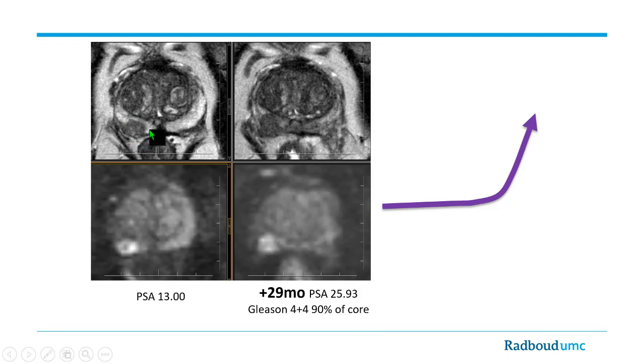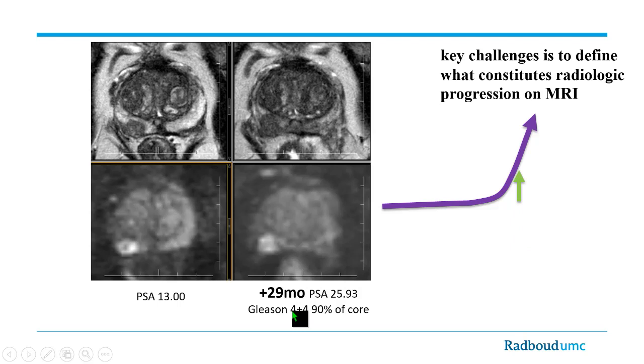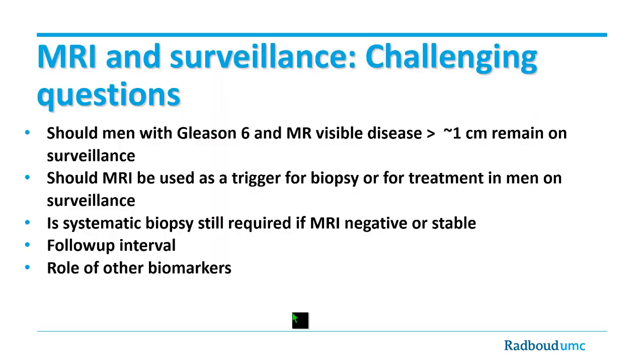MR visible lesion, I think there's also a discussion point. A large bulky tumor already, also high on the b value. PSA 13, and the question is, of course, should we include this kind of patients in active surveillance? After 29 months, the PSA doubled, and that's also a trigger point, because PSA doubling time is a trigger point. It's almost 26, target biopsy, Gleason 8, 90% was cancer. So again, the key challenge is to define what constitutes radiological progression on MRI. I think that's still difficult.